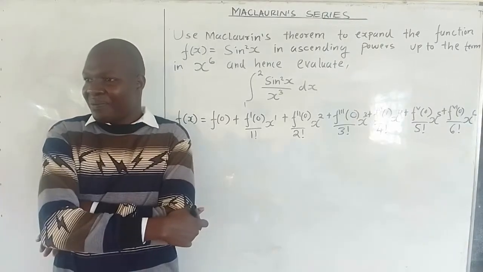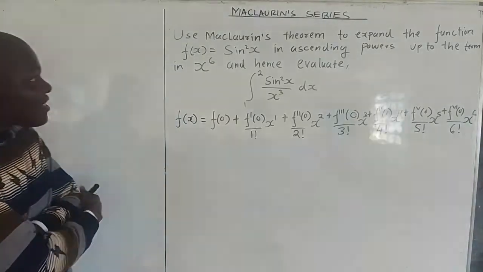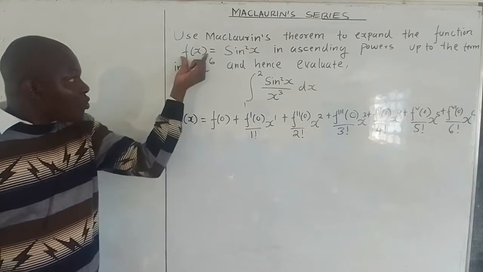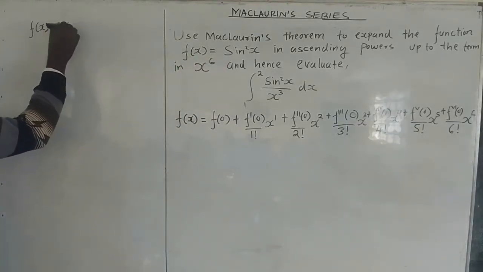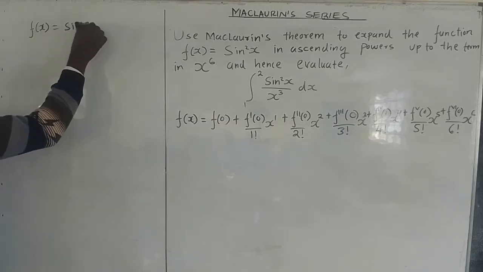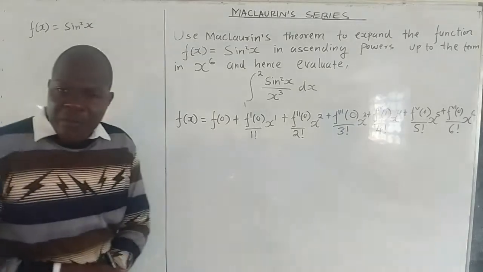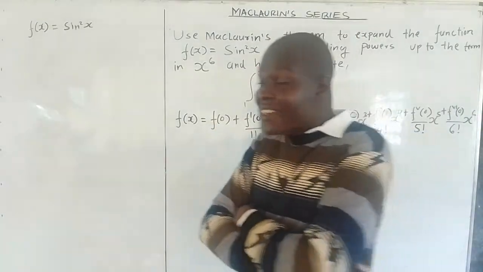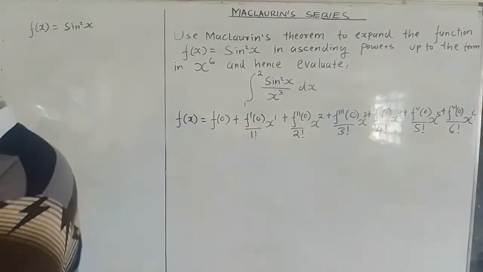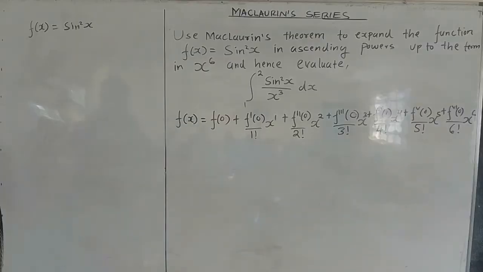Are we together? Yes. Now, the first thing, we have to get our function: f of x equals sine squared x. Now, if you look at sine squared x, when you are going to differentiate sine squared x up to the sixth derivative, it is not going to be easy, my friend. Are you seeing? It is not going to be easy.